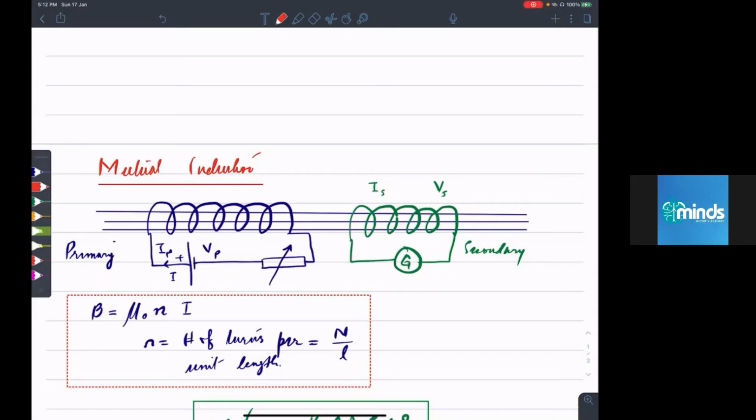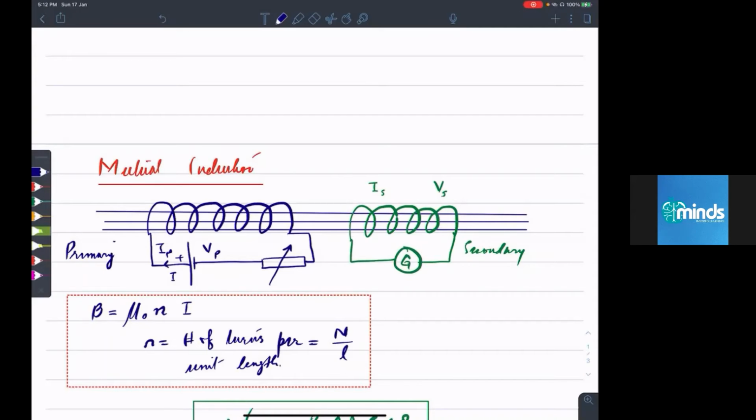Because when current of primary changes, the field of primary changes. When field of primary changes, flux of primary changes. And when flux changes, induced current is generated. So induced current should also generate in the blue coil. That EMF is known as self-induced EMF, and that induction is known as self-induction.